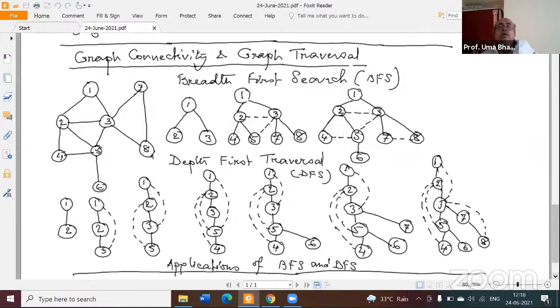Remember, these processes will be applicable only for a connected graph. If we have some nodes which are not connected at all, they cannot be covered in this way. Obviously, they are not connected with anything. So these are BFS and DFS.